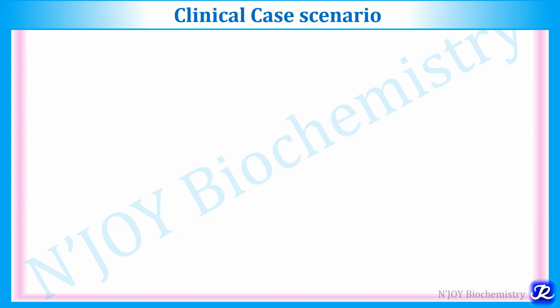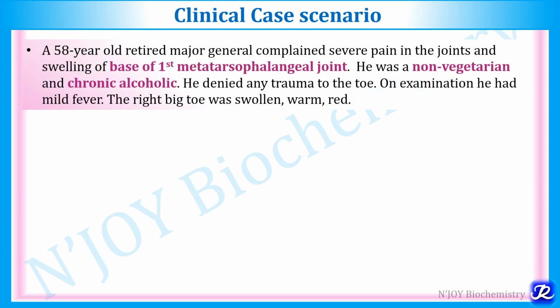As this is a case-based quantitative estimation, we always start with the case. A 58-year-old retired Major General complained of severe pain in joints and swelling of the base of the first metatarsophalangeal joint. He was a non-vegetarian and chronic alcoholic. He denies any trauma to the big toe. On examination, he had mild fever and the right big toe was swollen, warm, red. Mention the probable diagnosis in the patient.